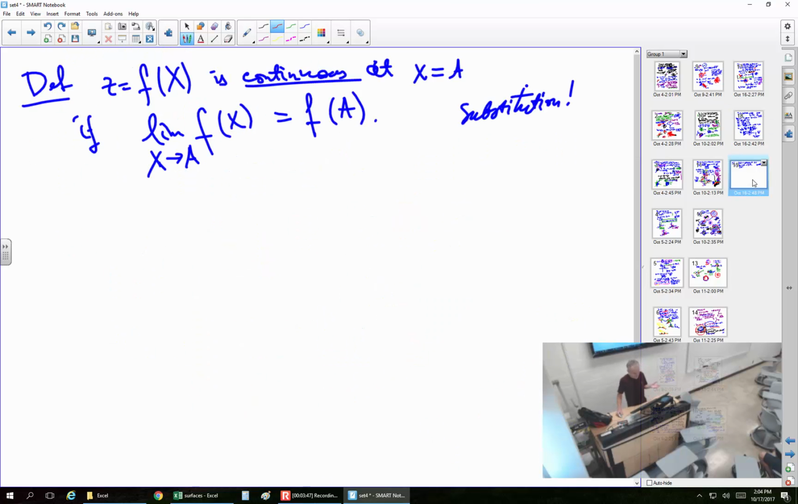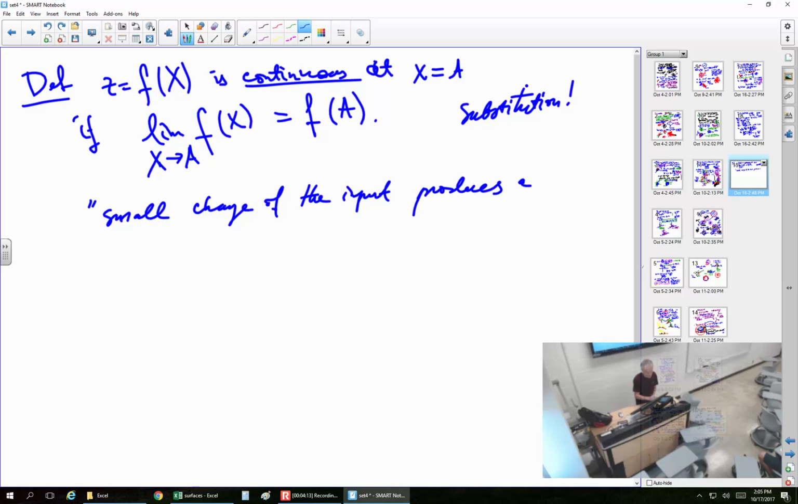Okay. So the last topic is continuity. It certainly can be explained once again in that informal way: continuity is explained as a small change of the input produces a small change of the output. Okay, so that's a verbal description which applies to all functions of any nature.